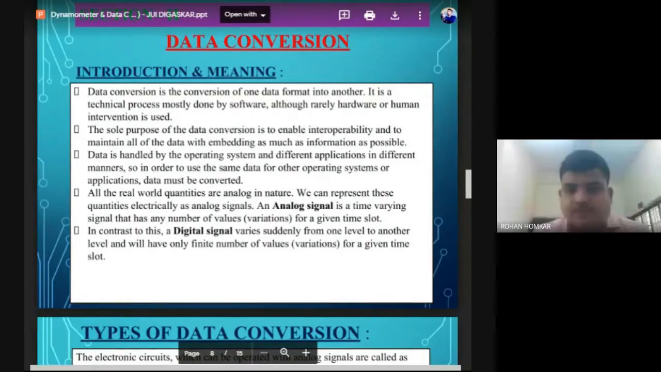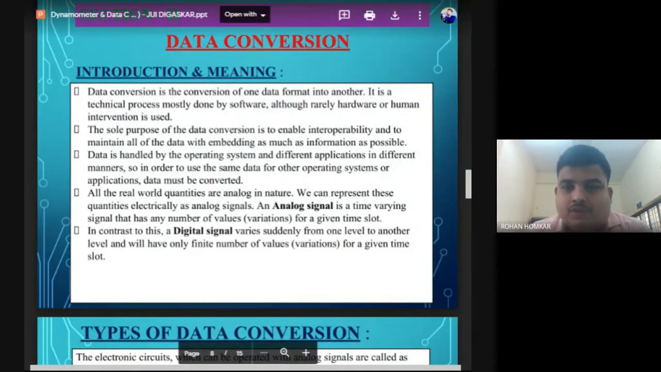Welcome students. Today we are going to see about data conversion, data conversion methods, how it is important, and what are the different types of forms which are available. Okay. So how it is different from analog data and digital data. So let's see what exactly it is and how we are going to use it in our instrumentation purpose.